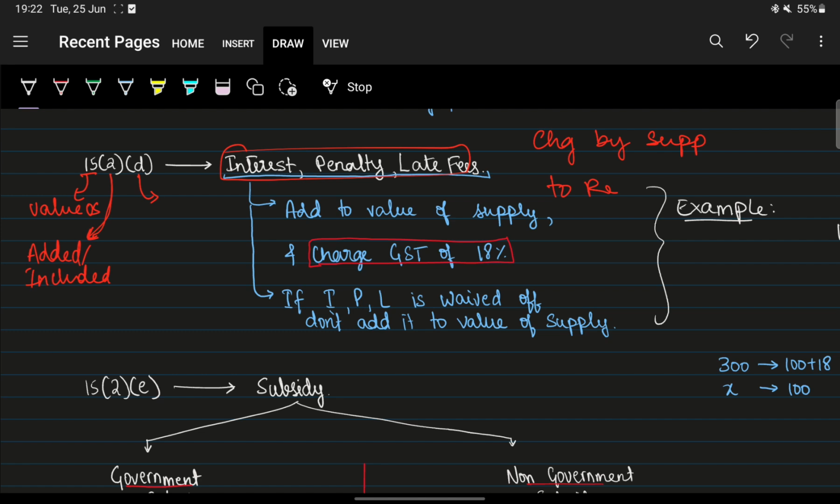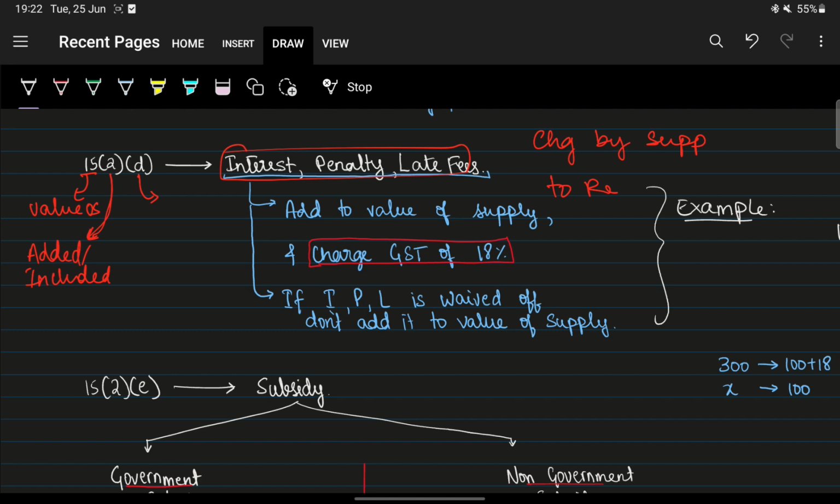Now if that interest, penalty and late fees is waived off, let us assume in the question that it is given that 500 rupees worth of interest, late fee, penalty is to be paid, but the supplier has waived it off. If the supplier has waived off that interest, penalty and late fees, then we will not add it to the value. But if the supplier has charged it, only then we will include it. So answer one last time in yes or no: whether any amount of interest, penalty, late fees that is waived off by the supplier is to be added to the value of supply. The answer is no, it should not be added.